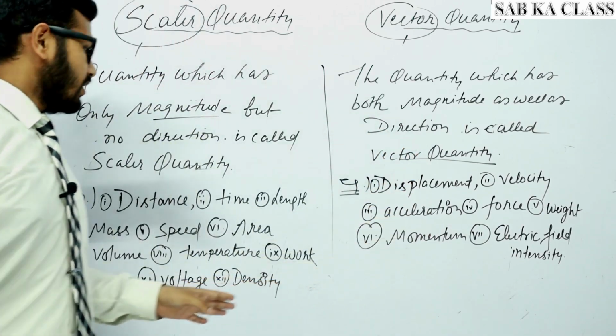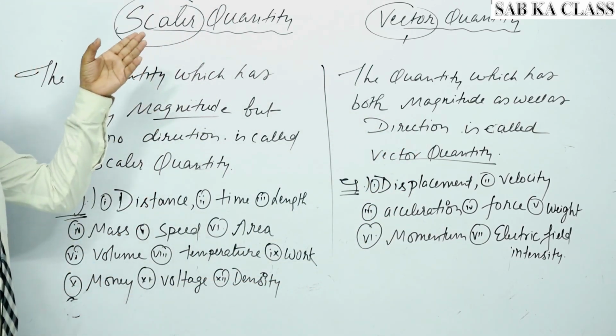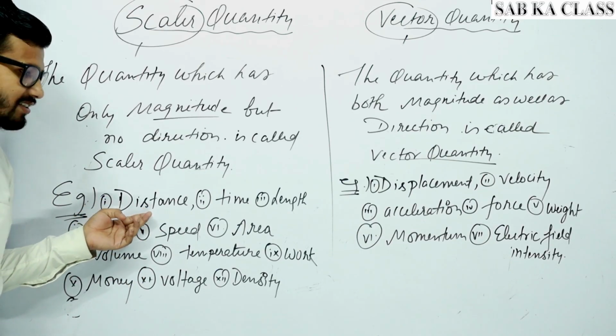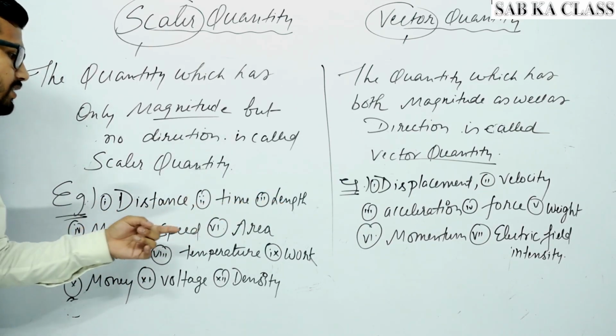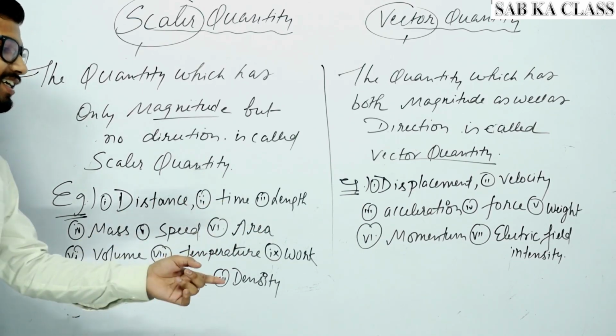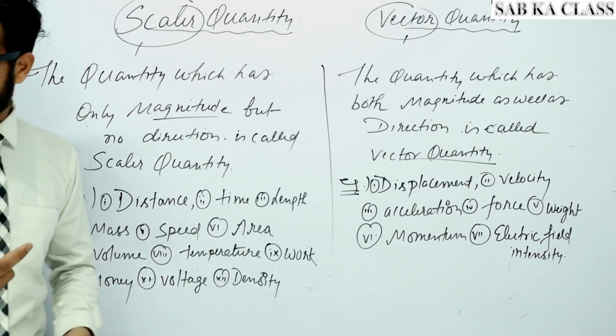Vector quantity. Now my dear, a few examples of scalar quantities are what? Distance, time, length, mass, speed, area, volume, temperature, work, money, voltage, density. So do you think time has a direction?